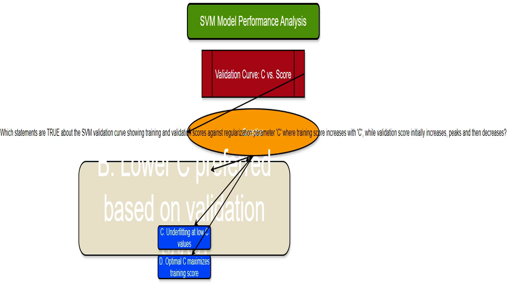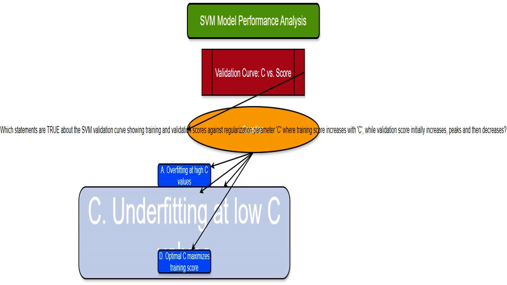Option B suggests that a lower value of C is better. This is possible. A lower C implies a simpler model, less prone to overfitting. But a very low C could lead to underfitting. Therefore, we need to determine if the peak validation score occurs at a relatively lower C value, suggesting that's the best C to use.